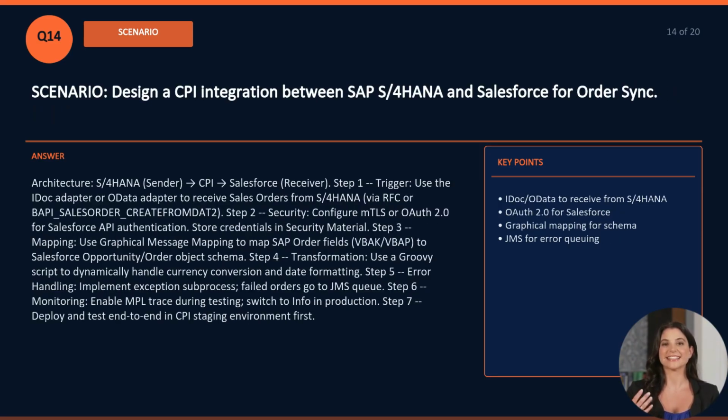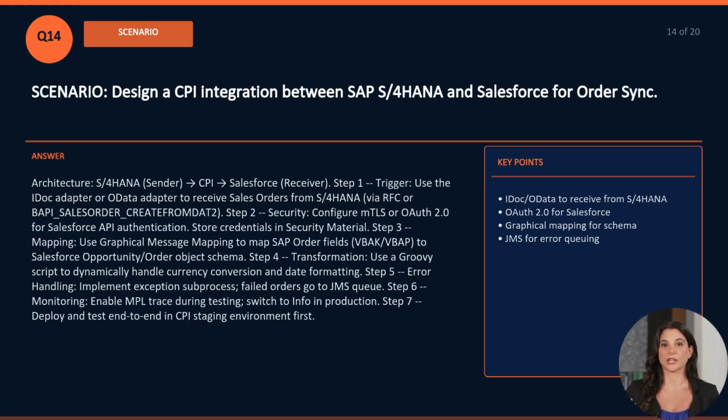Question 14. Design a CPI integration between SAP S/4HANA and Salesforce for order sync. This is a classic hybrid integration scenario. Here is the complete architecture and design. Step 1. Trigger from S/4HANA. Use the IDoc adapter to receive sales order IDocs, ORDERS05, from S/4HANA whenever a new order is created, or use the OData adapter to pull S/4HANA's sales order API at scheduled intervals.